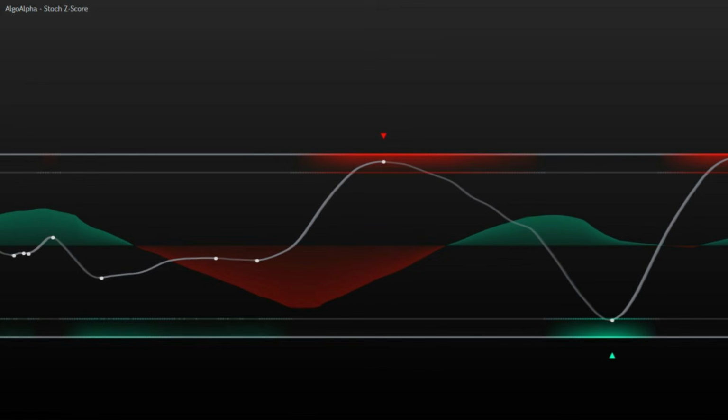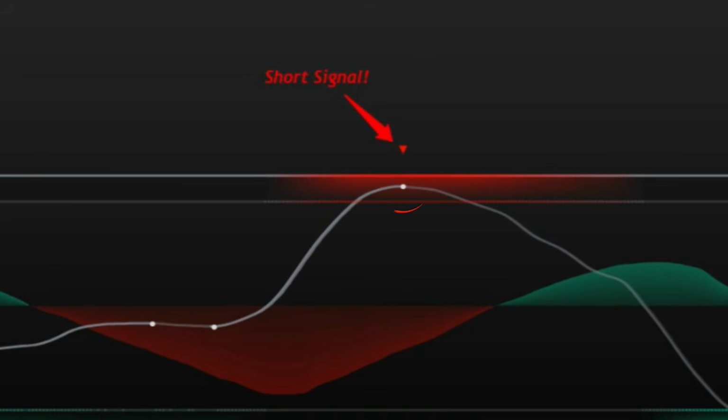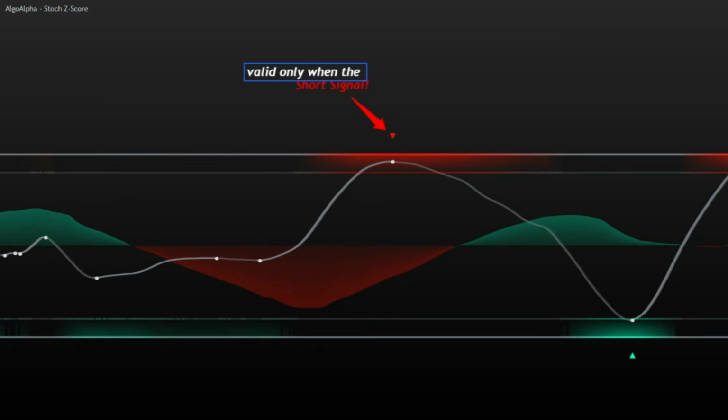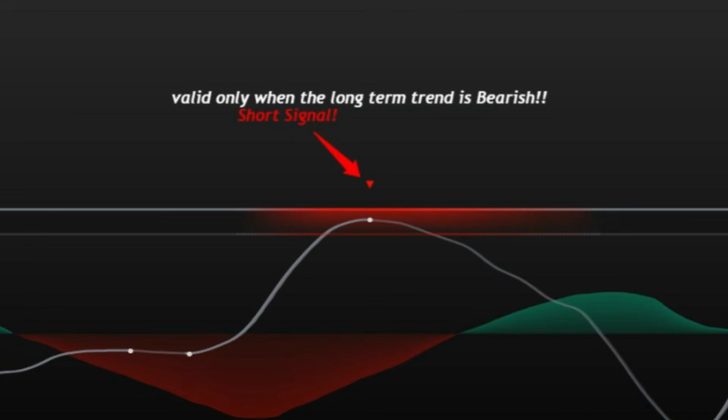The red arrow represents a short position signal. It appears when the short-term momentum line reaches the overbought zone, while at the same time, the long-term momentum band is red. This combination signals that the market is preparing for a dump, so the short signals are considered valid only when both conditions align, a red arrow and a red long-term momentum band. When that happens, the signal is highly accurate.